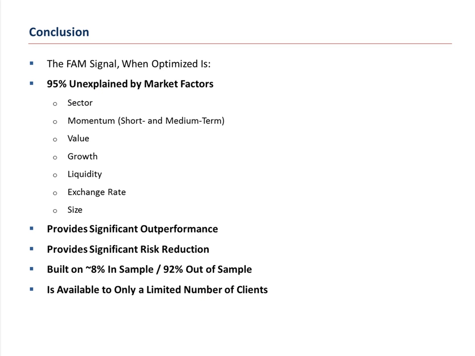So in conclusion, we know that the FAM signal, when optimized, has 95% unexplained by market factors of sector, short-term and medium-term momentum, value, growth, liquidity, exchange rate, and size. We know that FAM provides significant outperformance on the top side and provides significant risk reduction as well. It also provides significant underperformance for the worst-rated companies due to the black swan effect. The model was built on 8% in-sample and 92% out-of-sample, and built on a metric database that has been functioning since 2002. We also note that FAM is available only to a limited number of clients, so as not to erase the signal.